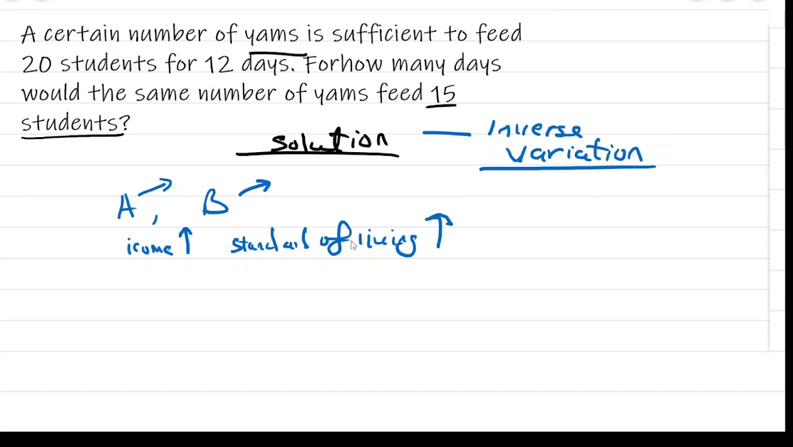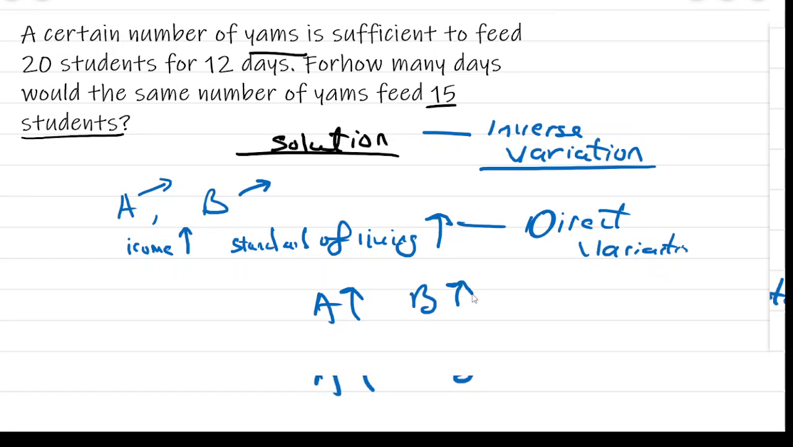You don't even have to worry about arguing on the bus about anything. It just makes life easier for you. So in this case, income and standard of living have a direct relationship, and we call this direct variation. Direct variation means that as a increases, b must also increase. So they are directly related to each other. This case is called direct variation.